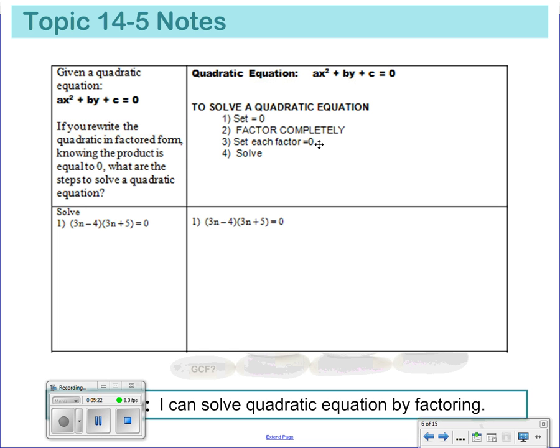Next, the new thing is that we're going to set each one of those factors equal to 0. Because remember, when we factor, we have two terms multiplied by each other equal to 0. That tells us that either what's inside the first one must be equal to 0, or what's inside the second one must be equal to 0, in order for the product to be 0. So we set each one of those factors equal to 0 and solve for our variable.